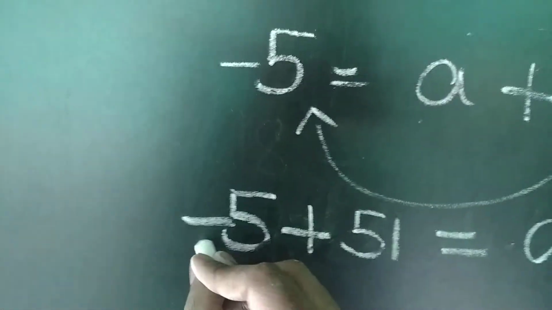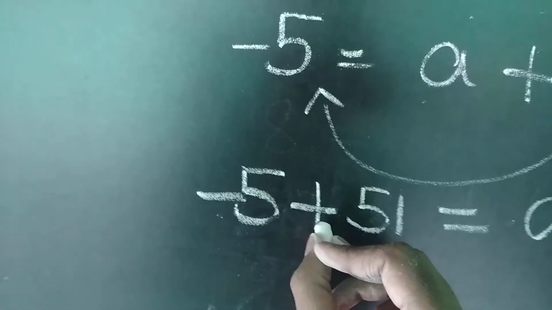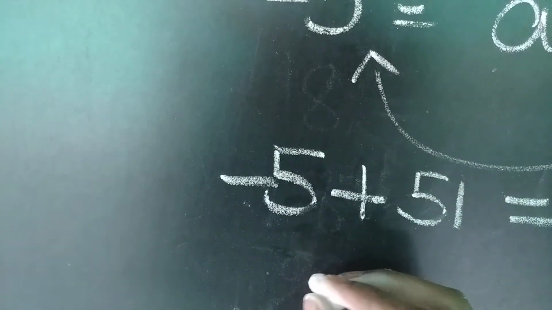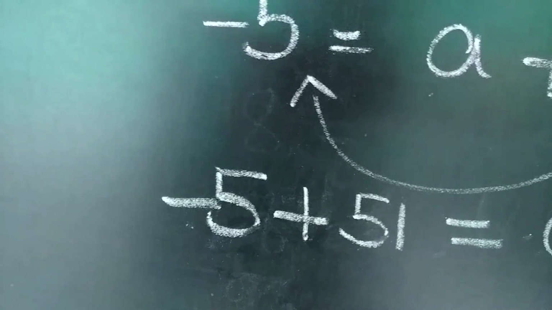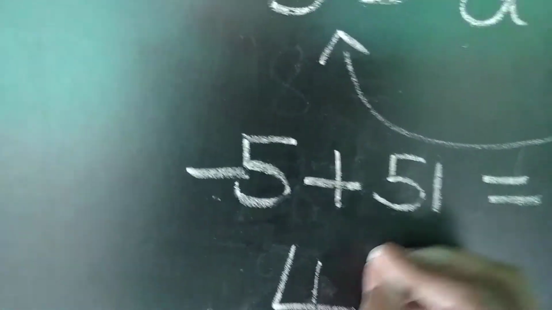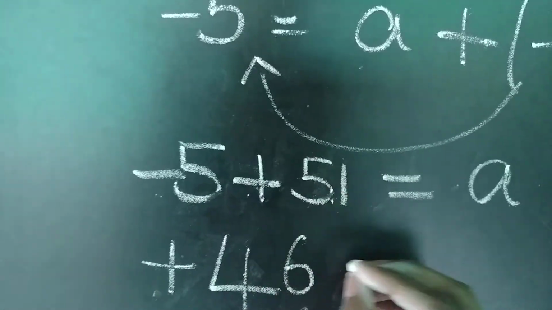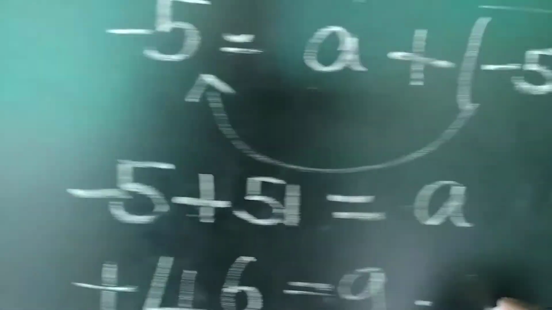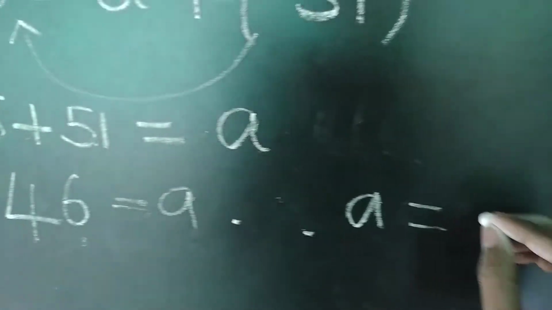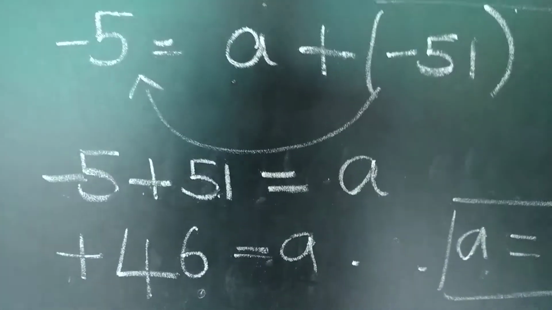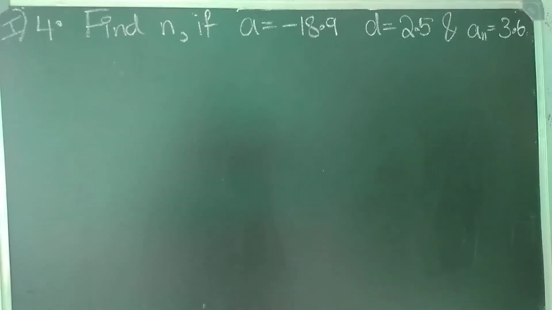So what is minus 5 plus 51? Since the signs are different, you need to subtract. When we subtract, we will be getting the answer as 46. Plus 46, because the greater number is having the plus sign. So A is equal to 46. A equals 46.